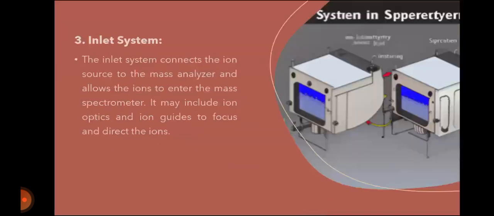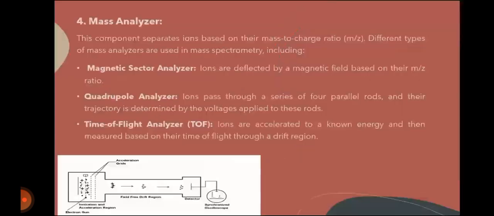The third component is the inlet system. The inlet system connects the ion source to the mass analyzer and allows the ions to enter the system of the mass spectrometer. It may include ion optics and ion guides to focus and direct the ions. The fourth one is the mass analyzer. We will also discuss this further.